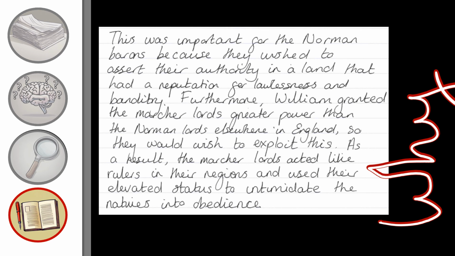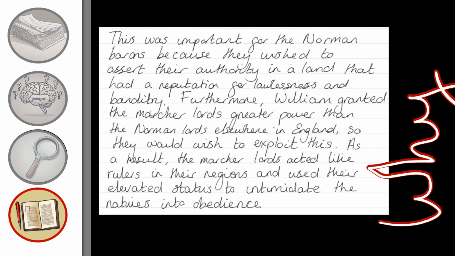Anyway, furthermore, William granted the Marcher lords greater power than the Norman lords elsewhere in England, so they would wish to exploit this. As a result, the Marcher lords acted like rulers in their region and used their elevated status to intimidate the natives into obedience.